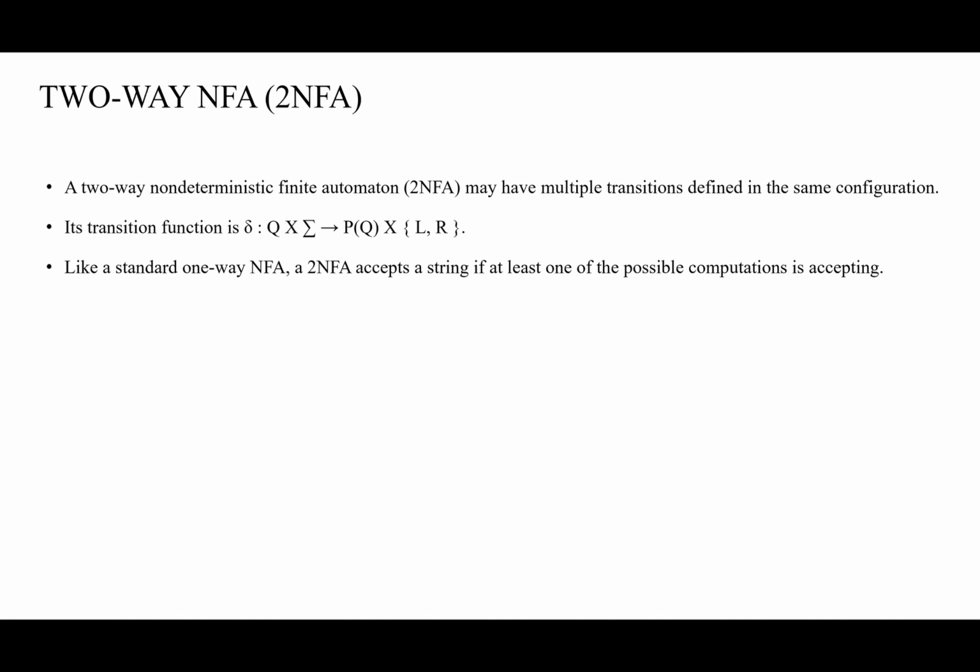The two-way non-deterministic finite automata may have multiple transitions defined in the same configuration. So it has multiple transitions. And when you are checking the transition, for Q and the input symbol, it gives P of Q, that is a set of states, and you have to specify the move, whether it is left or right. Like a standard one-way NFA, the 2NFA accepts the string if at least one of the possible computations is accepted. If one of the possible computations is accepted, the string will be accepted in the 2NFA.